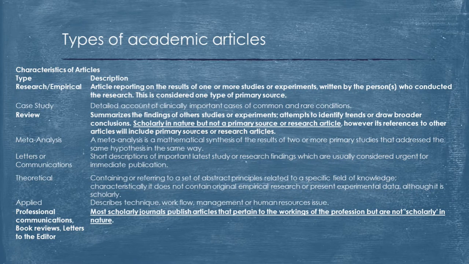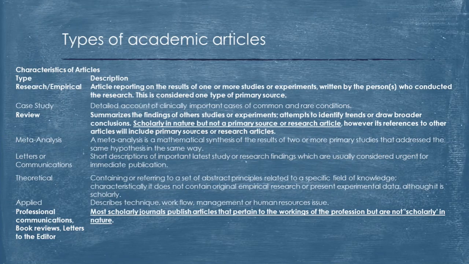Even within a peer-reviewed journal, there are differences between the kinds of information, the level of weight that we give it. I found a really nice table that goes over different types of academic articles. And as you can see, the first type, the research or empirical article, is an article reporting on the results of one or more studies or experiments. It's written by the person who conducted the research and it is considered a primary source. If you have published your original research and undergone peer review and you've got it out in the world, that is a study. That is evidence of something.